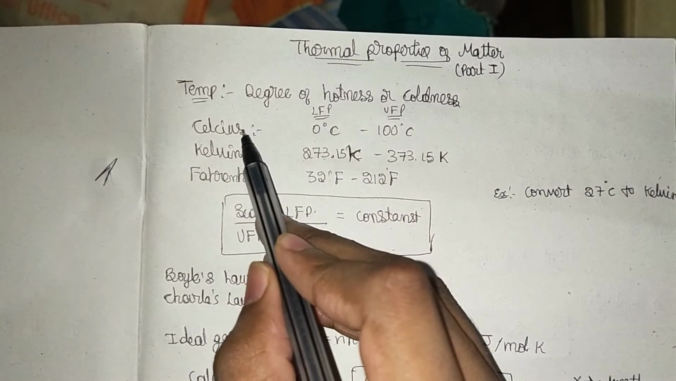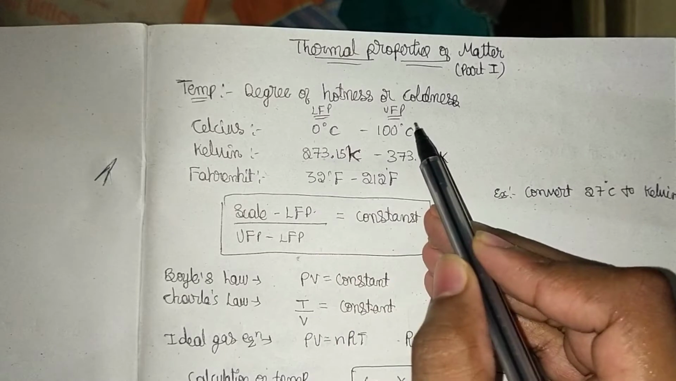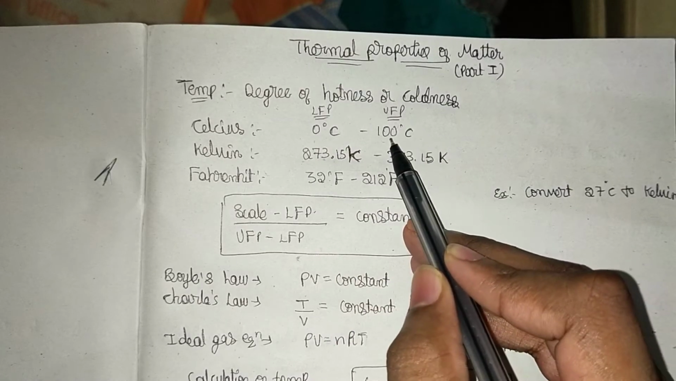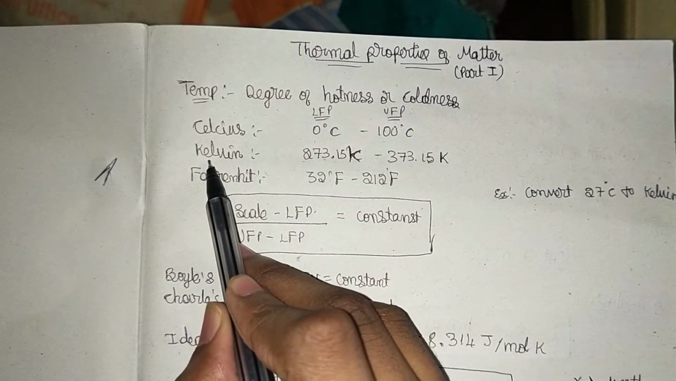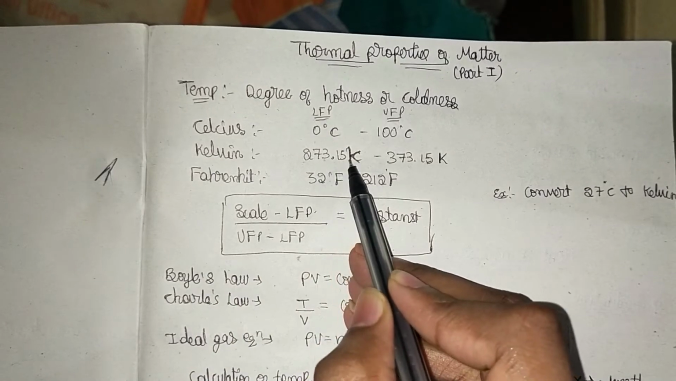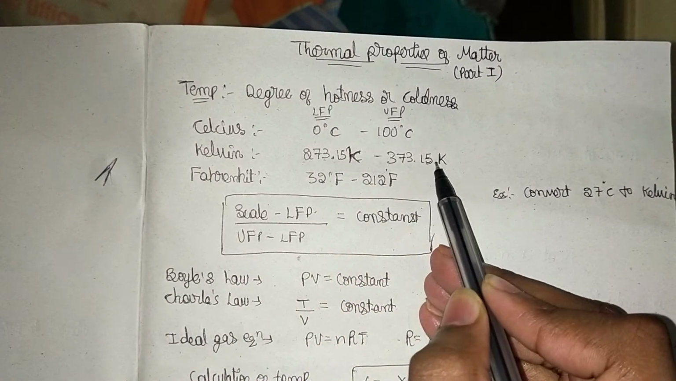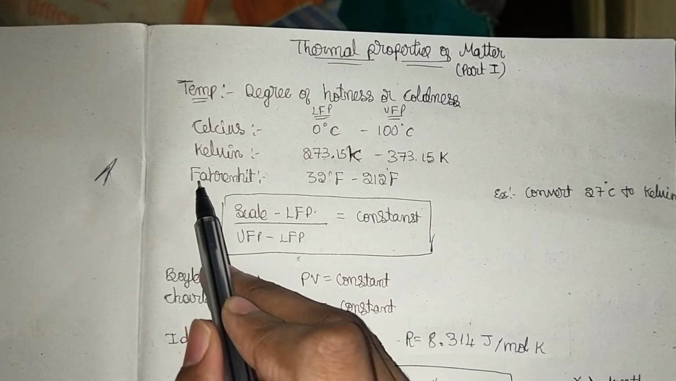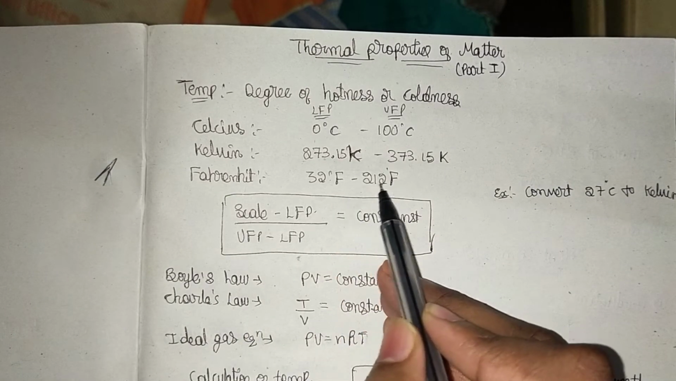For the Celsius scale, the lower fixing point is 0 degree Celsius and the upper fixing point is 100 degree Celsius. For the Kelvin scale, it is 273.15 Kelvin and 373.15 Kelvin. And for the Fahrenheit scale, 32 degree Fahrenheit and 212 degree Fahrenheit.